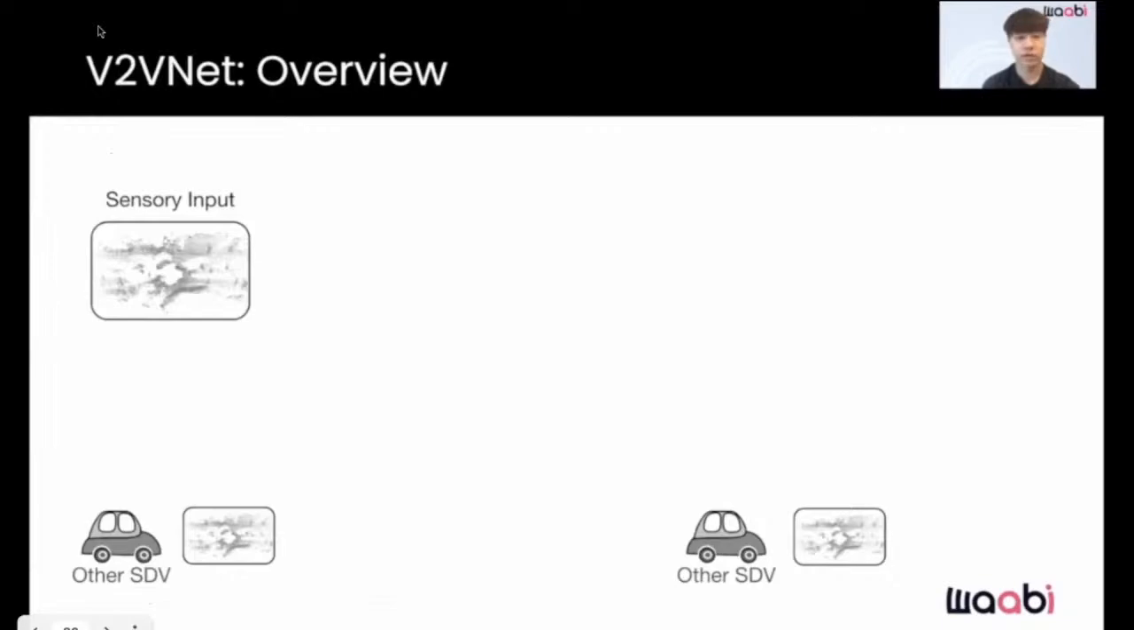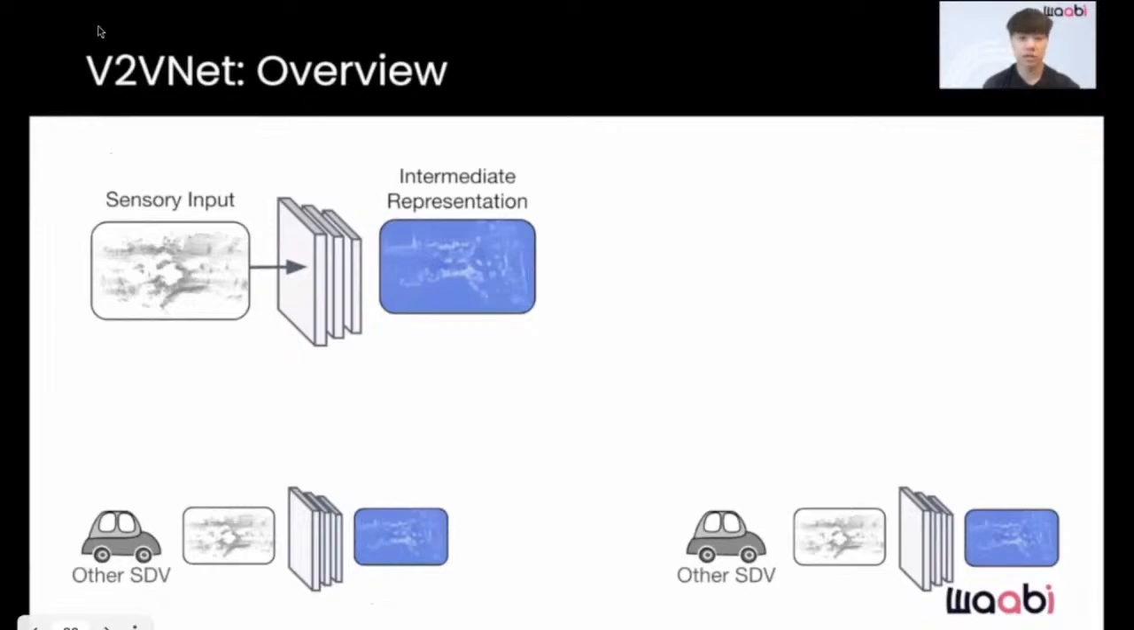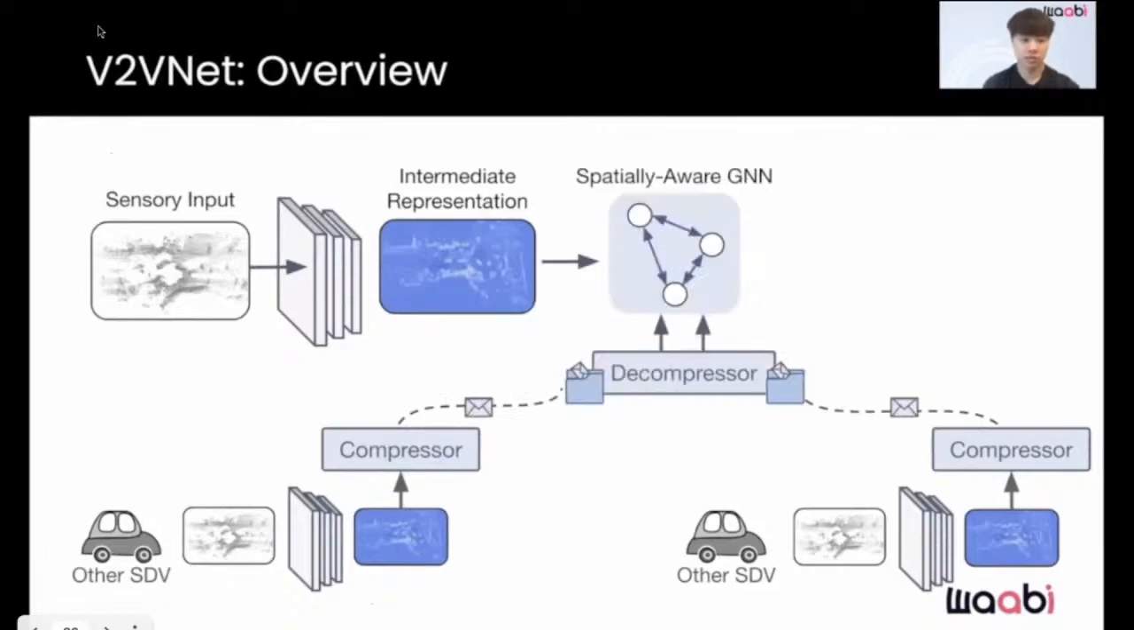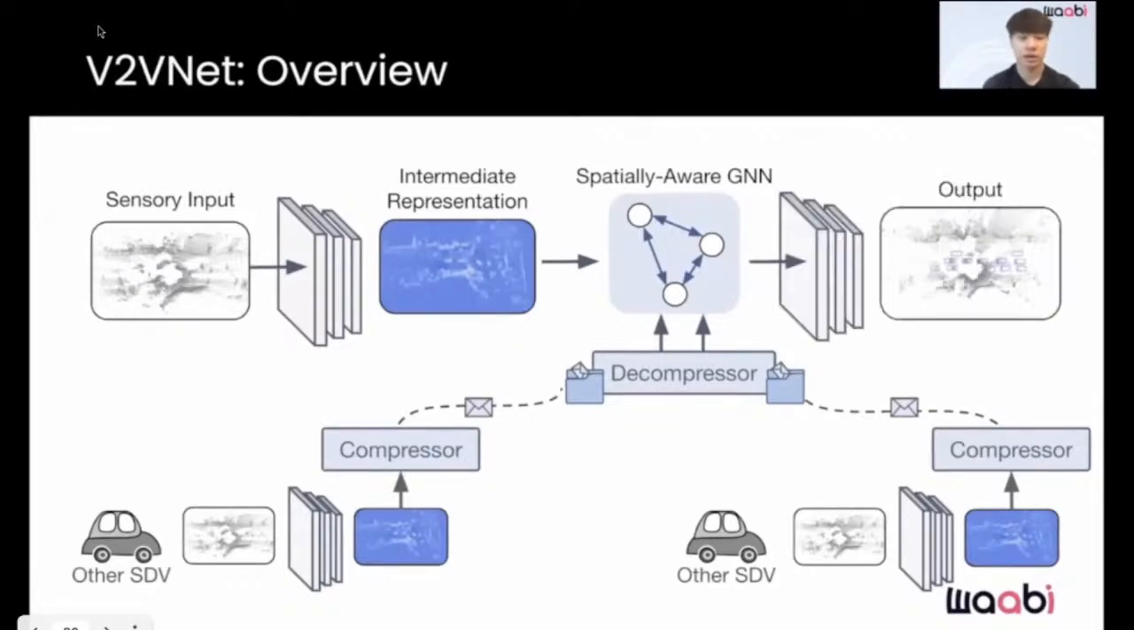We start with each vehicle collecting sensory inputs. These sensory inputs are then processed into feature maps and compressed, and then transmitted as messages. The receiver then receives these messages and decompresses them. The messages are then aggregated by a graph neural network. And finally, the aggregated messages are processed to generate detection outputs.